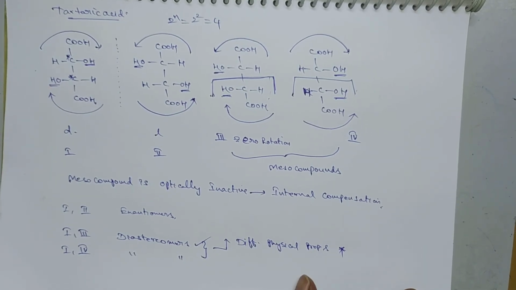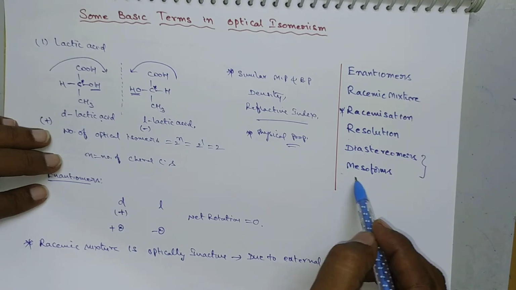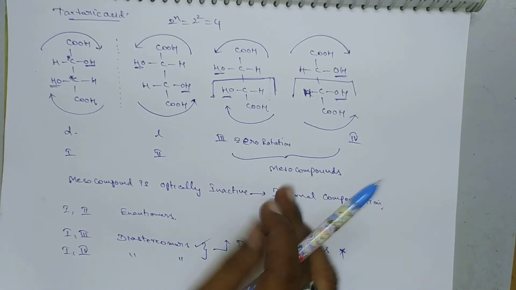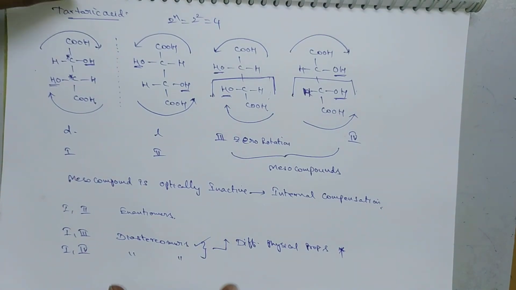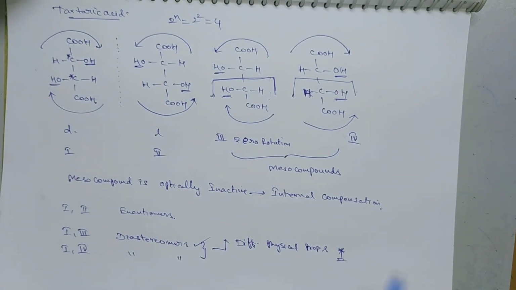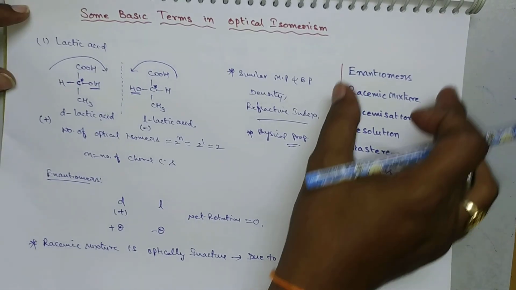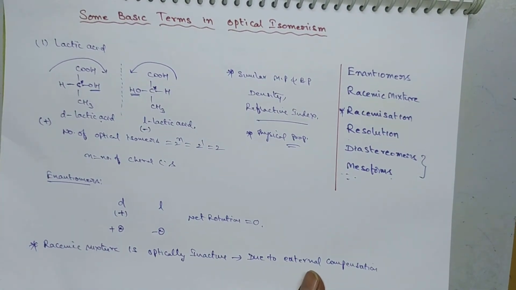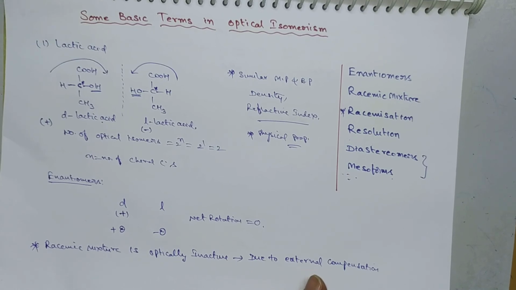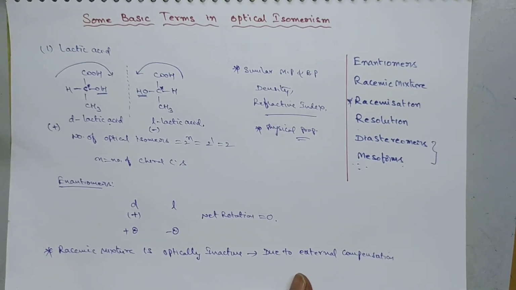Okay, clear? So in this way, meso compound. Next one, the meso compound means this is the meso compound. So diastereomers will have different physical properties. So remember this one. So in this way we can define all these terms. Okay, clear? So in the next video we will learn a small trick how to identify the number of isomers for optically active molecules.